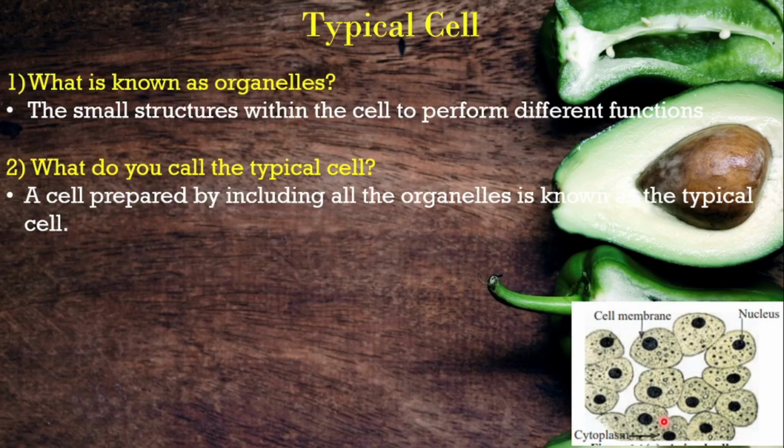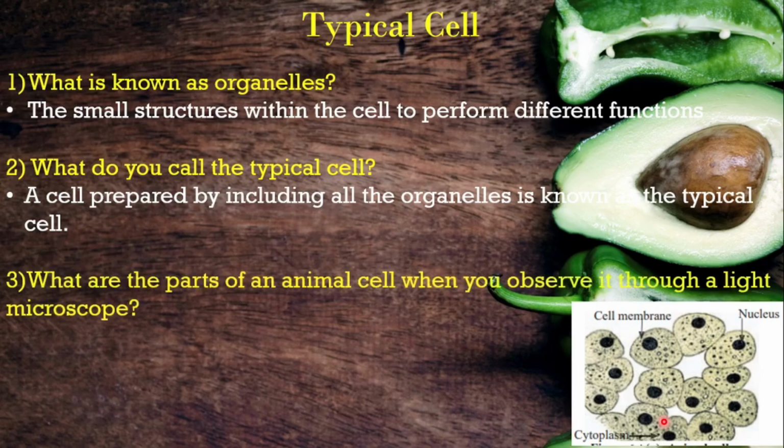When I went through the past exam papers, I noticed some of the questions which have already come under this section. You must be able to define what a typical cell is. Let's look at the third question. What are the parts of an animal cell when you observe it through a light microscope? And when you look at something, especially a tiny thing, a micro thing, you can use either a light microscope or an electron microscope.